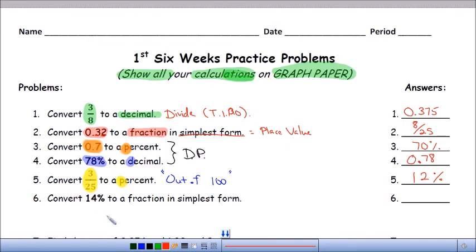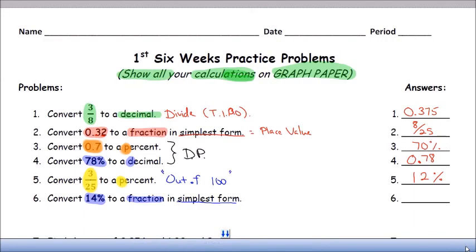Okay. Now we have 14%, and we need to change that to a fraction in simplest form. Okay, so let's see. Change this percent to a fraction, and it has to be in simplest form. Make sure you know that. 14%. Now the way we're going to do this is really easy. We're going to remember what percent means. Percent means out of 100. So I'm going to write 14. That was the right number, right? Yeah, 14%. 14% is the same thing as 14 out of 100, and I have my fraction.